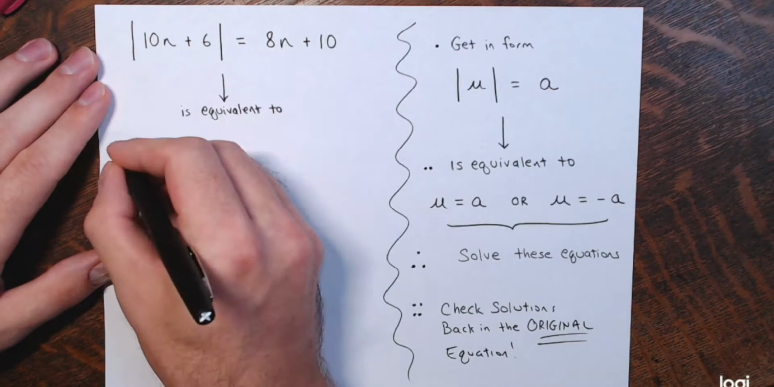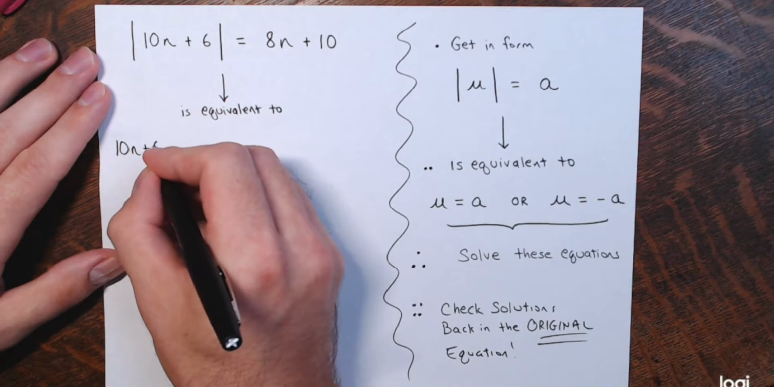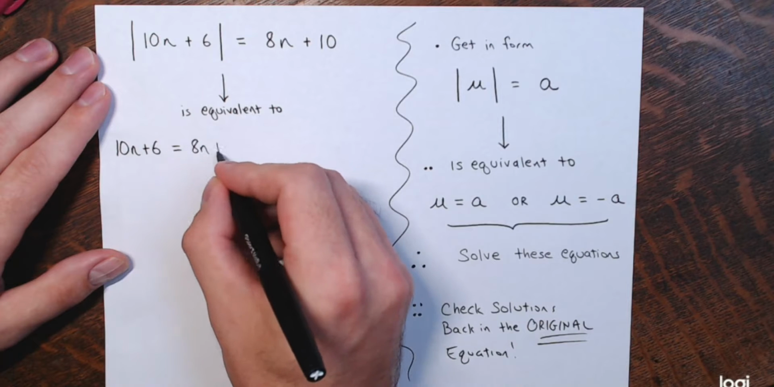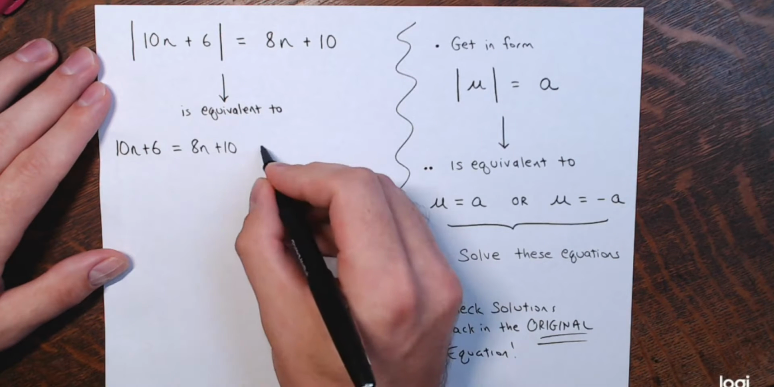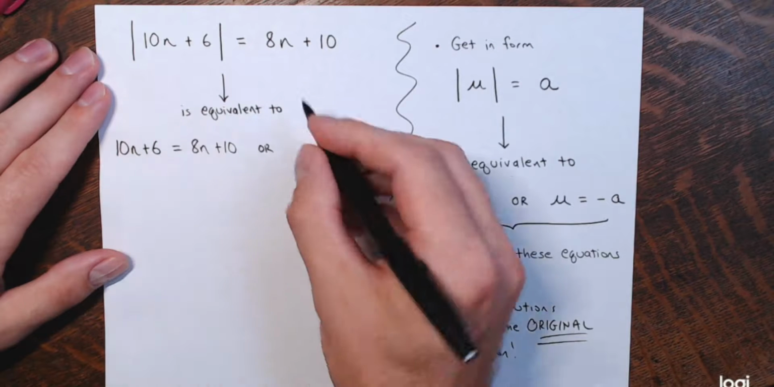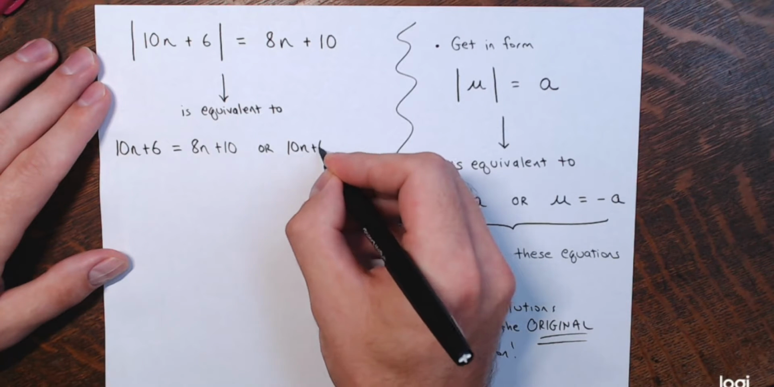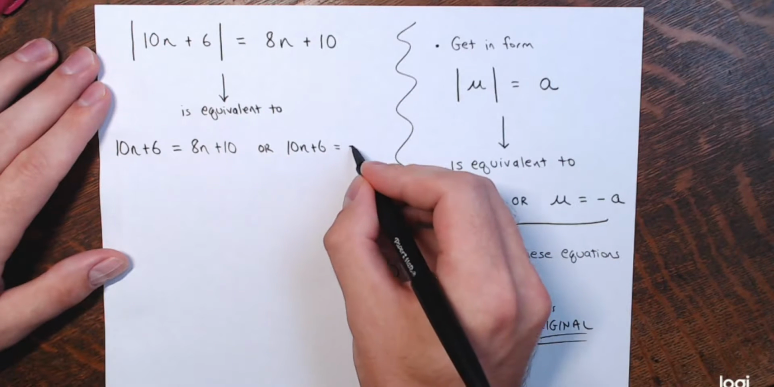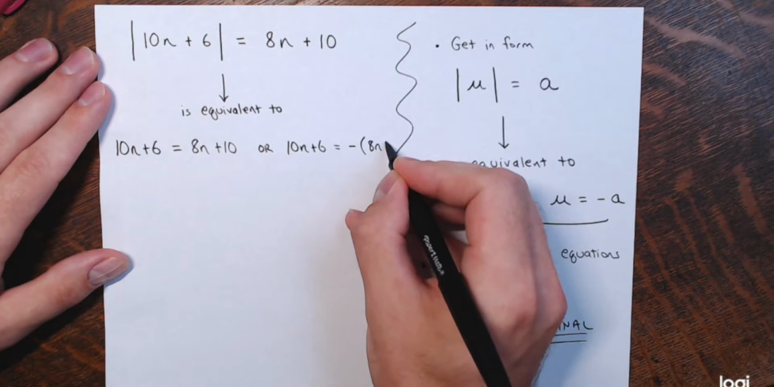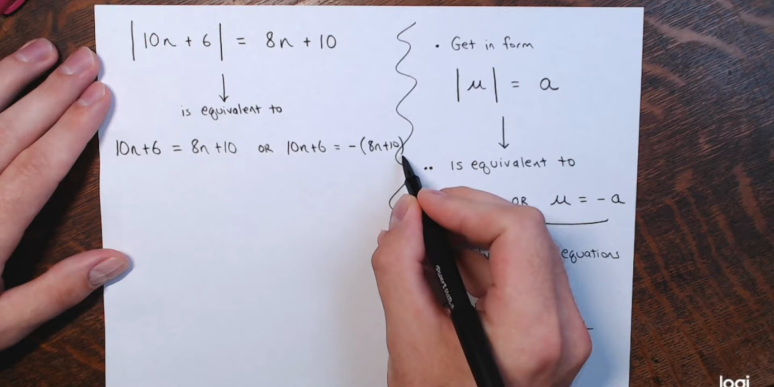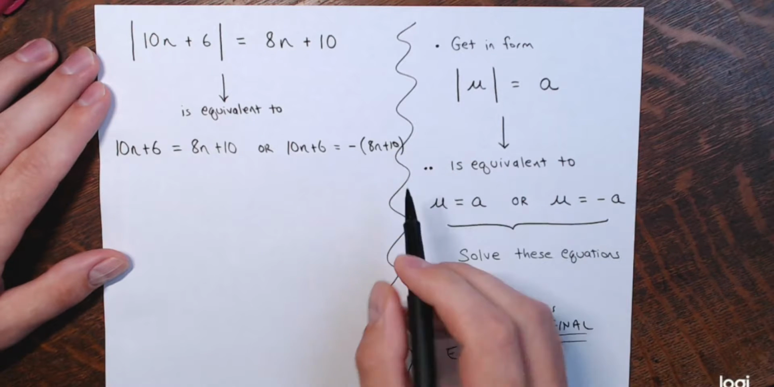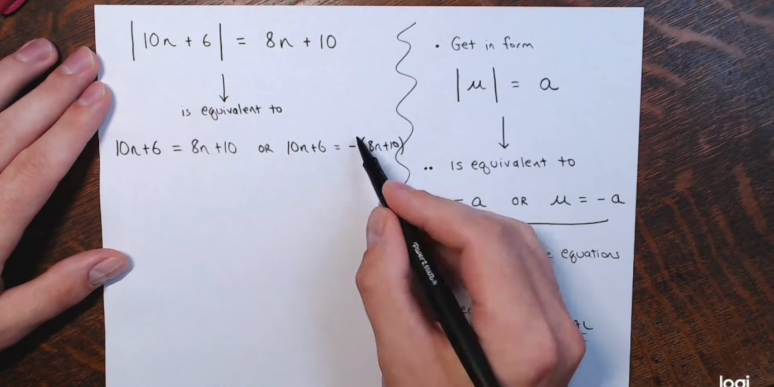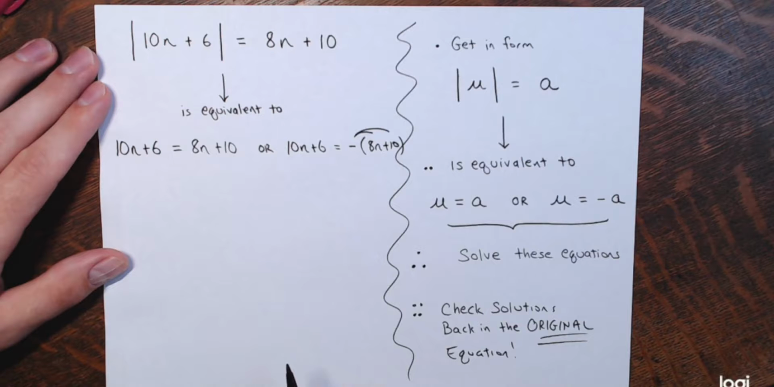Either 10n plus 6, right? Either 10n plus 6 is exactly the same as 8n plus 10, or this 10n plus 6 is the opposite, right? The negative a, the opposite of the quantity 8n plus 10. Sorry about the clutter there. But notice I put minus 1, it's negative 1 times the entire thing. So I will be distributing a negative 1 over here.